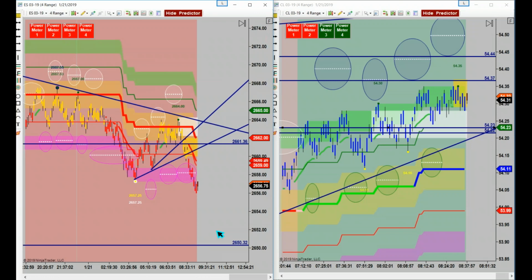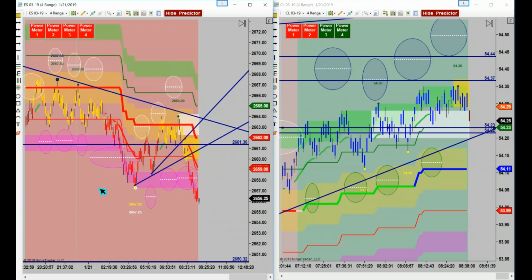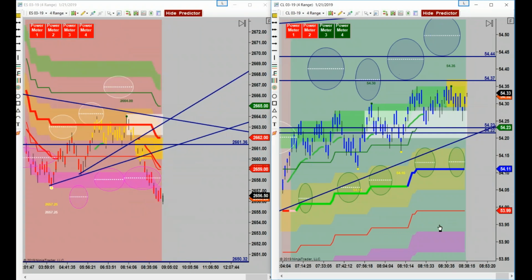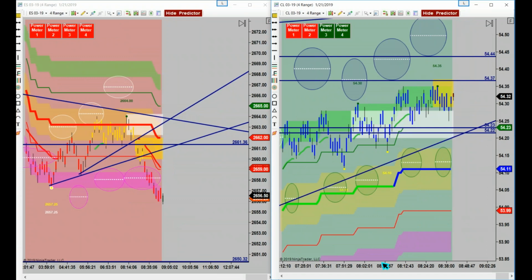Keep on trucking, ES. Keep on trucking. There you go. Beautimus, beautimus, beautimus. Look at that oil go. You little sweetheart. Come on.